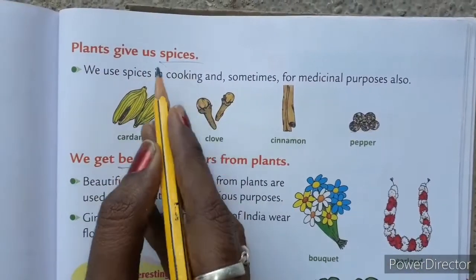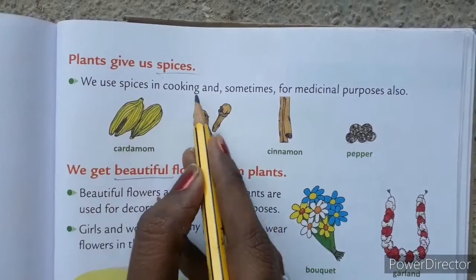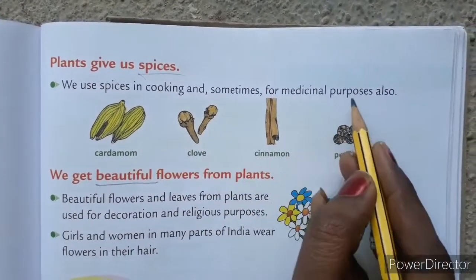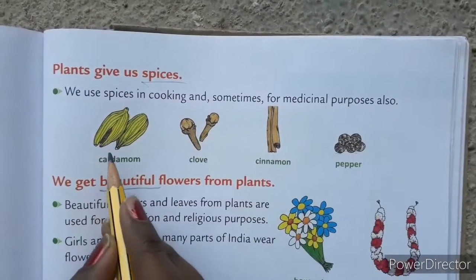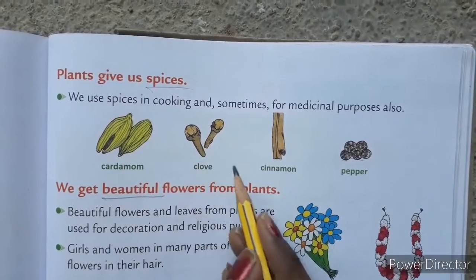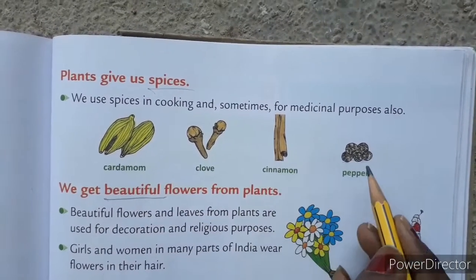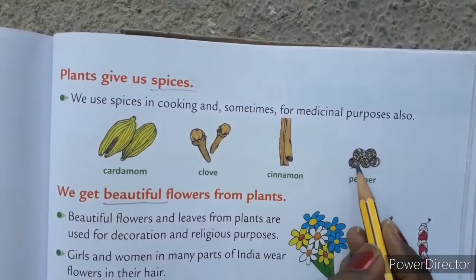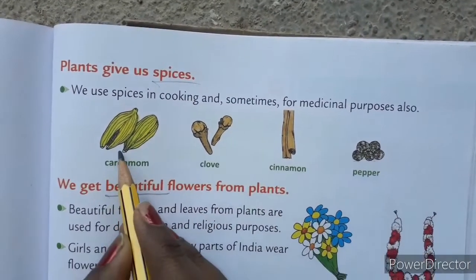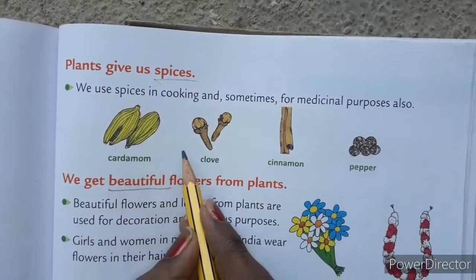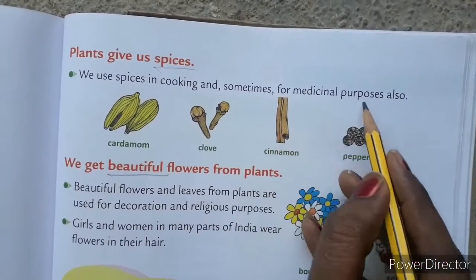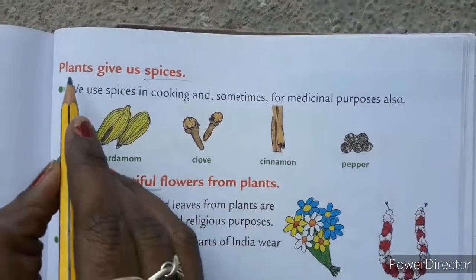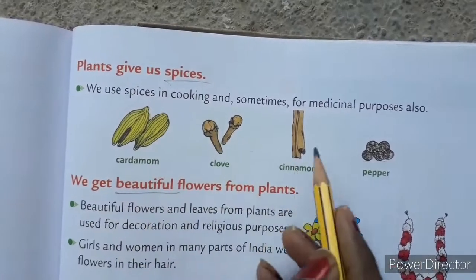Plants give us spices. We use spices in cooking and sometimes for medicinal purpose also. See children, this is cardamom. This is clove, cinnamon, pepper. These are all spices. We use spices mostly in cooking and sometimes for medicinal purpose also. So plants give us spices.